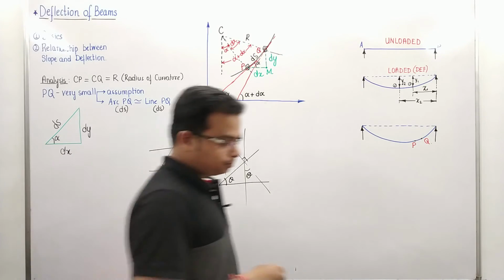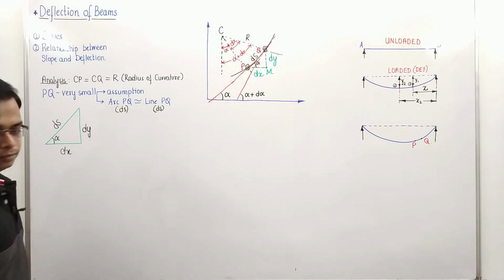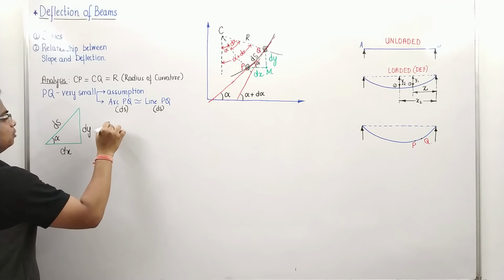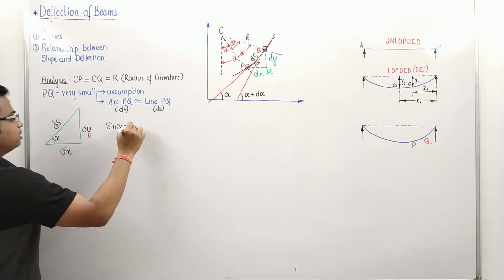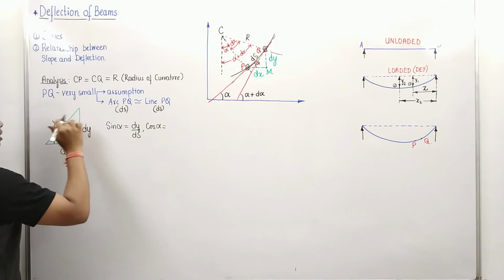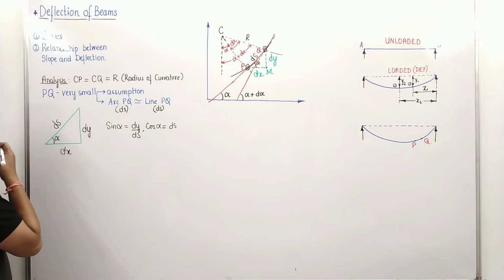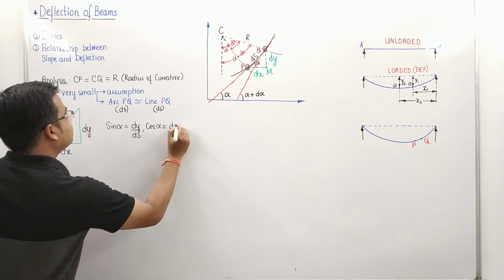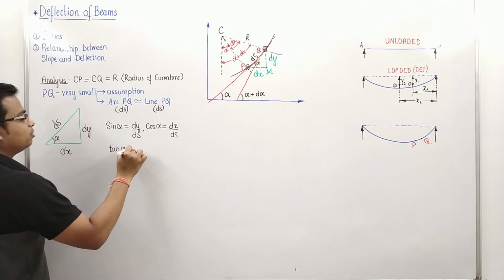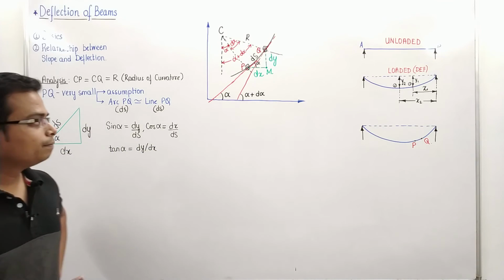Now, let us apply a bit of trigonometry. Sin alpha. So what's sin alpha? Opposite upon hypotenuse, that is dy over ds. What is cos alpha? Cos alpha is equal to base over hypotenuse, that is dx over ds. And similarly, tan alpha is going to be equal to perpendicular, that is dy, over base, that is dx. So these are the relationships which I'll be using in the upcoming analysis.